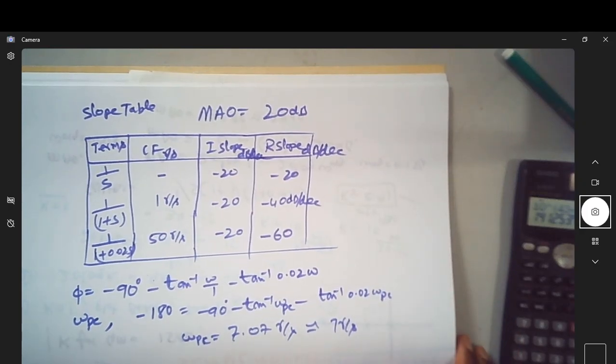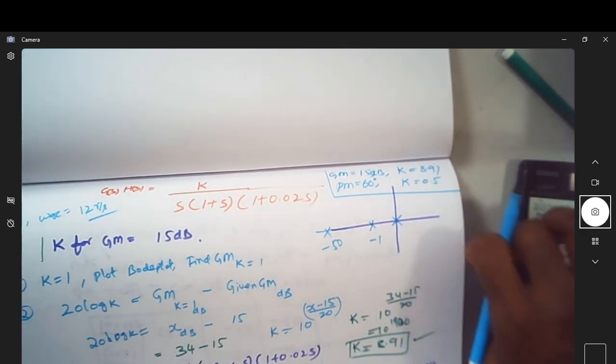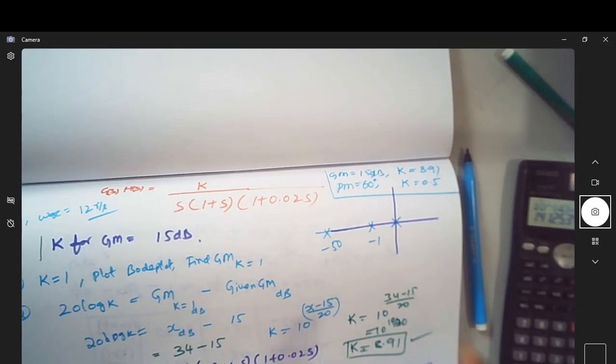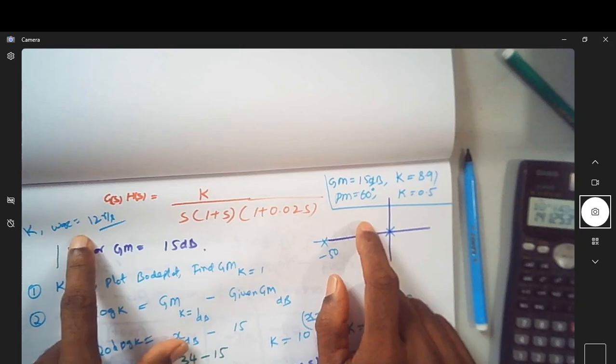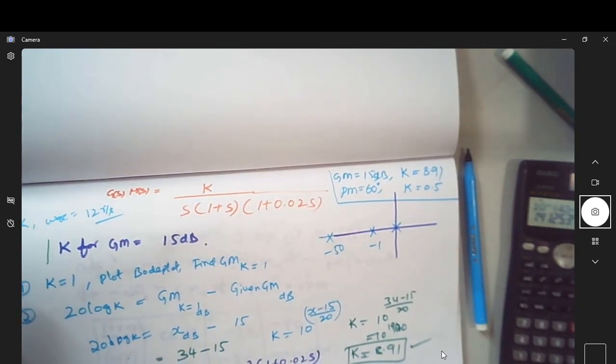So these are the three different categories where you can find the value of k: for a given gain margin, given phase margin, and given omega gc. So this is the thing.